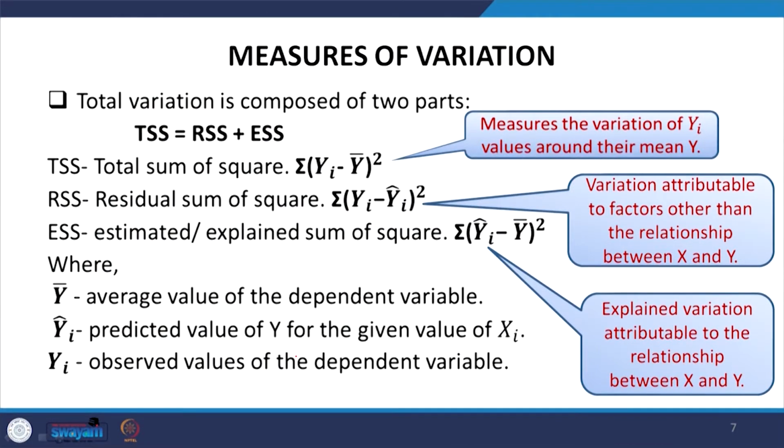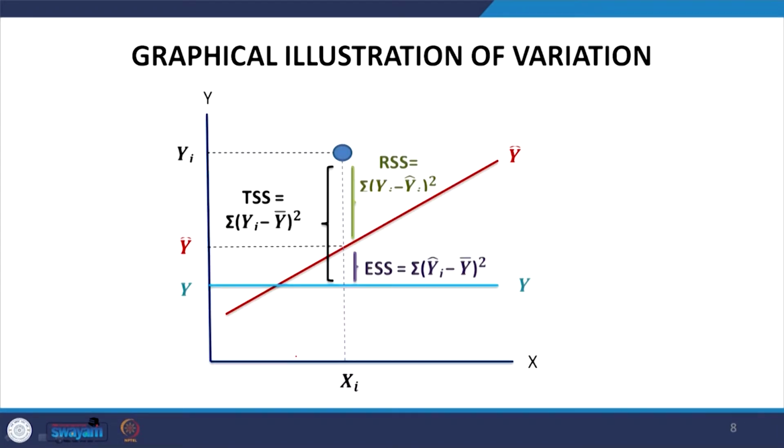The total variation is composed of two parts, so let us decompose it. One is the residual sum of squares and the other is the explained sum of squares. TSS stands for total sum of squares. It is very interesting to understand. Look at this first, then you come back to this.